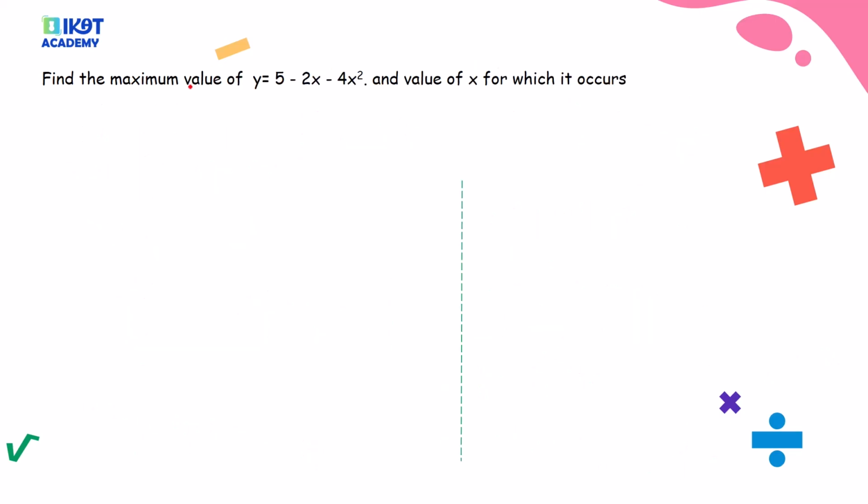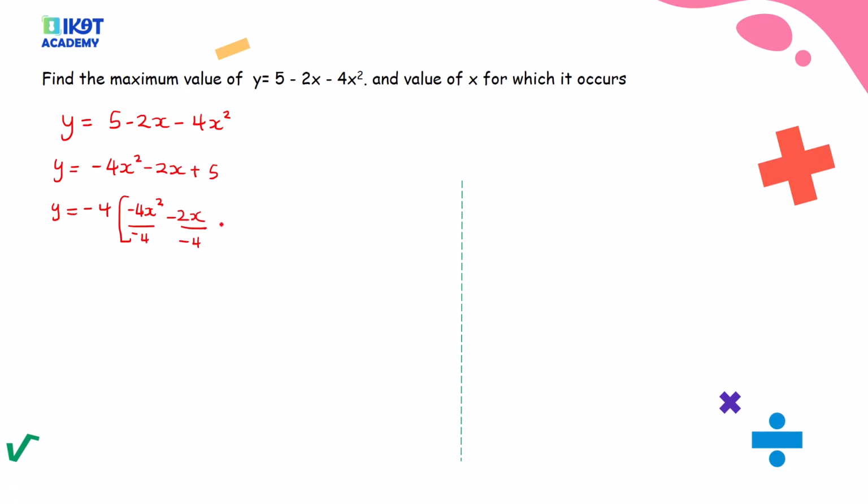Okay, now we have: find the maximum value of this and the value of x for which it occurs. So we have y is equal to 5 minus 2x minus 4x squared. So the first thing is we rearrange this to look like a normal quadratic equation. This plus 5. Then I told you the coefficient of the x squared term should be 1. So how do we do that? We say y is equal to negative 4 into, we divide everything by negative 4: minus 2x out of negative 4 plus 5 out of negative 4.